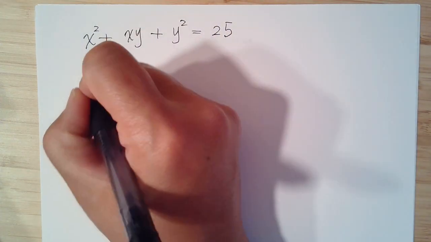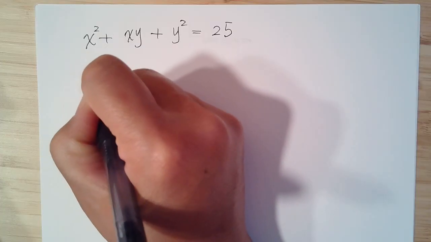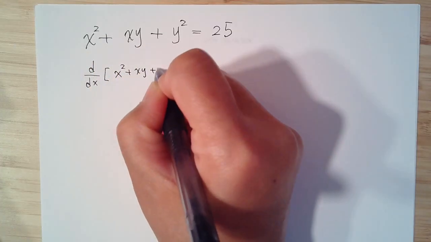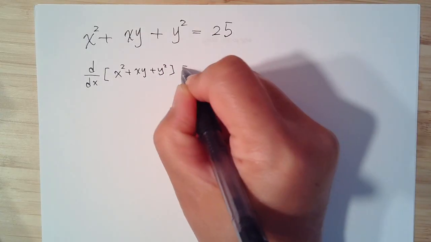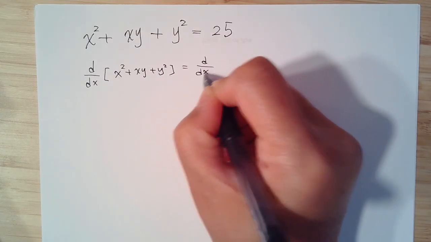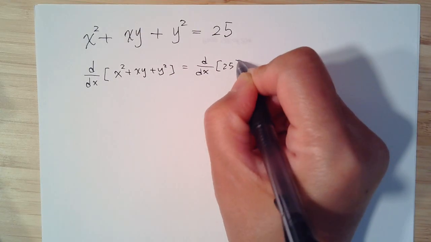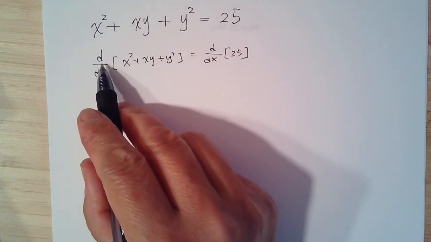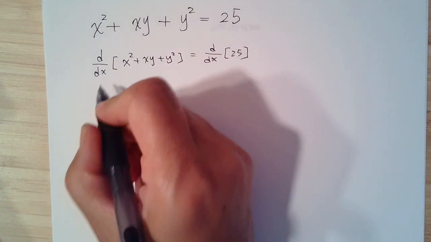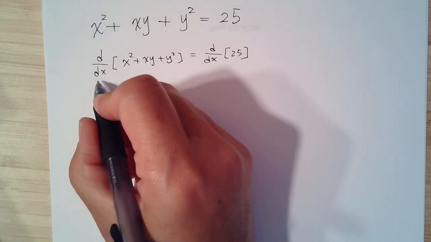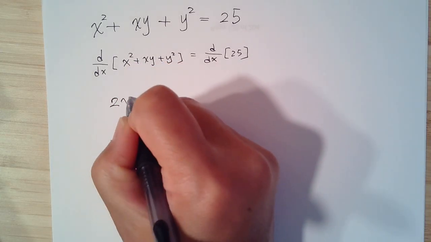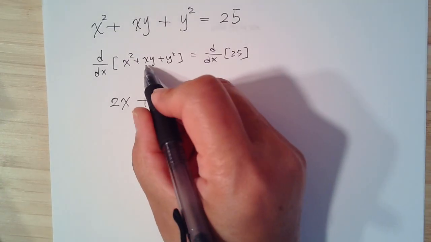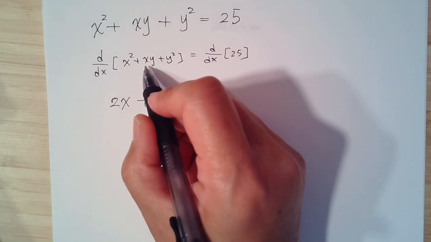All right, we take the derivative with respect to x. So x squared plus xy plus y squared, and the right side, I also take the derivative with respect to x. Now the left side, the derivative of x squared with respect to x, I get 2x. Okay, so that's the first one. Plus, and this is like the product rule.